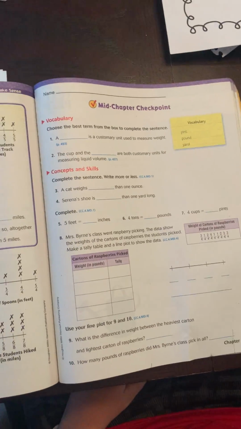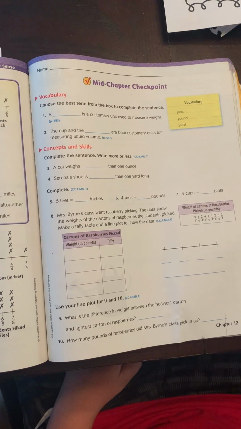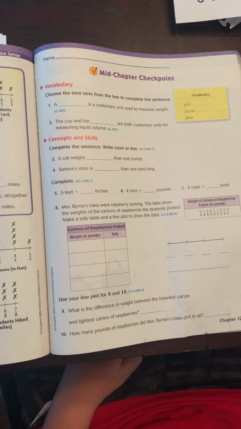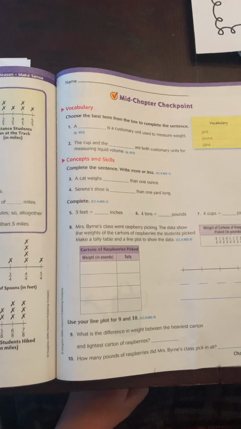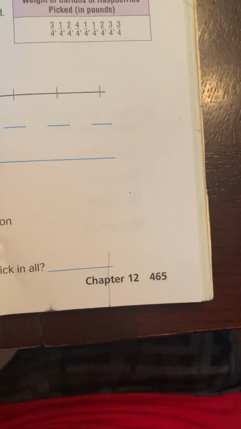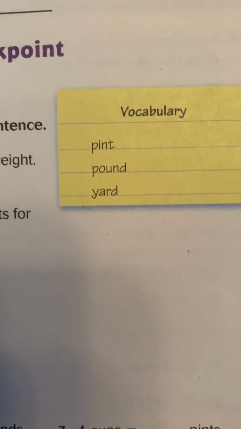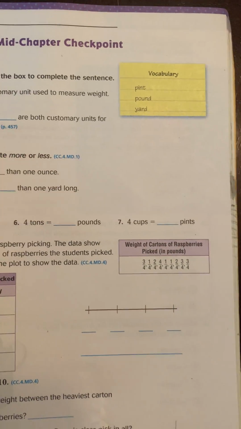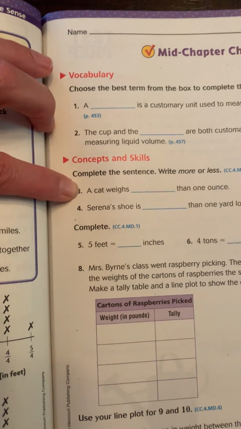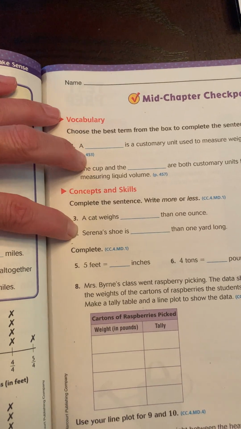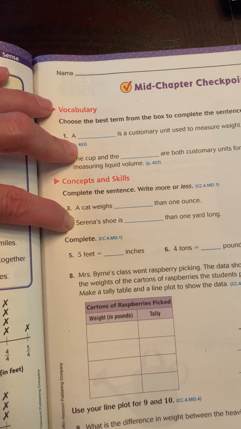So I stopped the video and then I just started it again because I had in the plans to do 12.5 and mid-chapter checkpoint, but I did 2 separate videos. So really, I'm just going to talk about the directions. It's on page 465 and 466. And there's some vocabulary. So you're going to want to make sure you know pint, pound, and yard. And then there's a couple of just questions about a cat's weight and the length of a little girl's shoe.